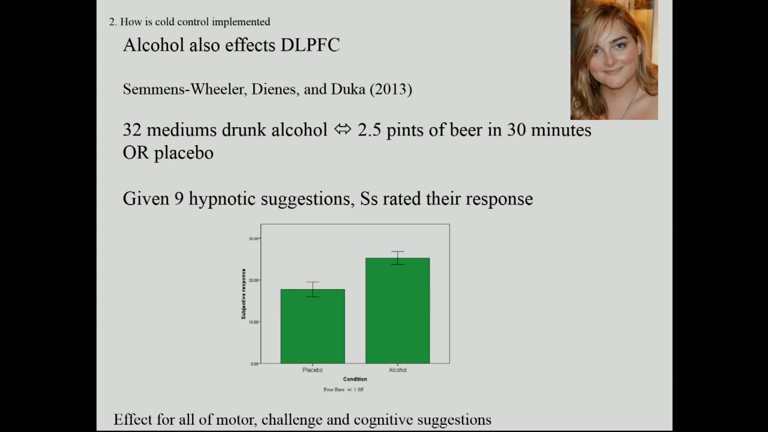So that amounts to, in terms of the 0 to 5 scale that I was talking about before, almost 1 unit on that scale difference. So that's a pretty large effect. And it's occurred individually for the motor challenge and cognitive suggestions. So I find this really useful information.